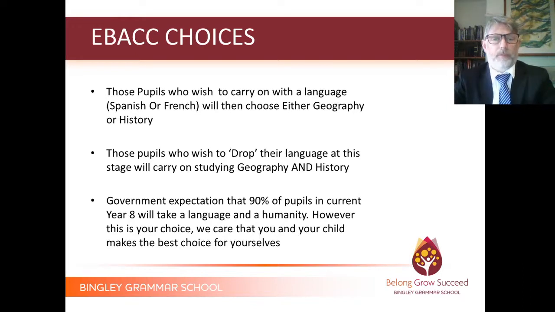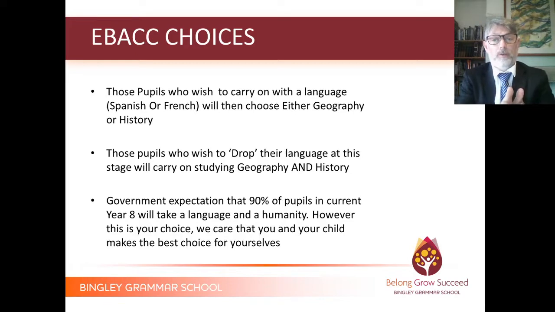Okay, but at this stage you would be specialising in Spanish and either geography or history, or French and either geography or history. Okay. For those pupils that have made the decision that languages are not for me, it's not my major skill area, and I want to carry on in the other areas all the way through, you can drop your language at this stage, and you would carry on studying geography and history, with the possibility of carrying that all the way through to the end and getting quality GCSEs in geography and history.